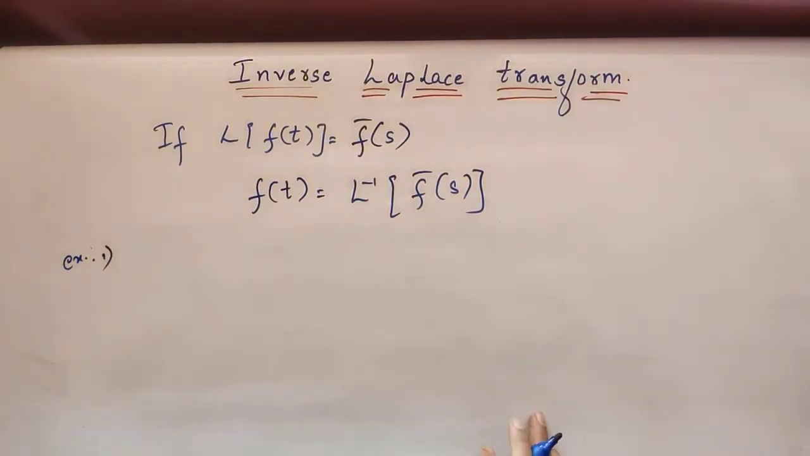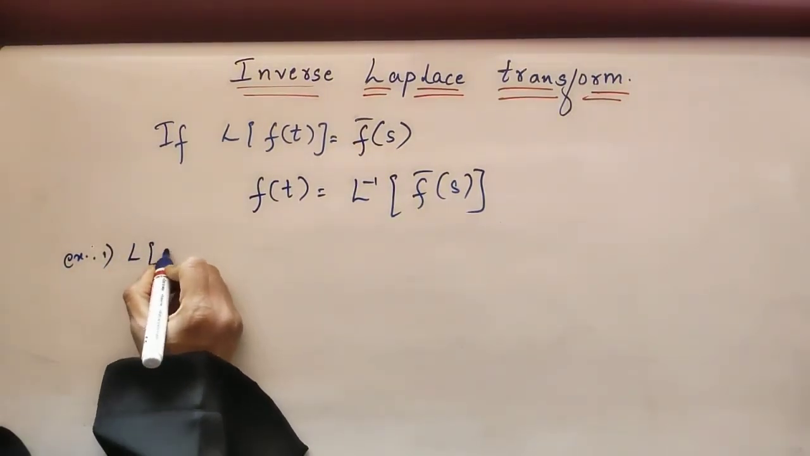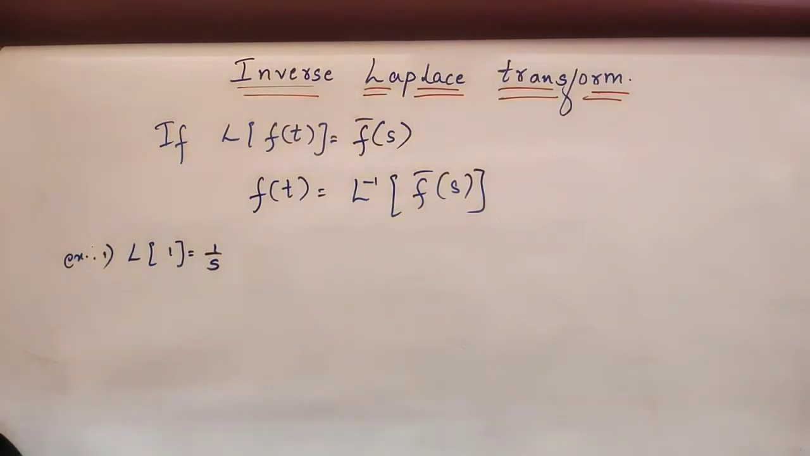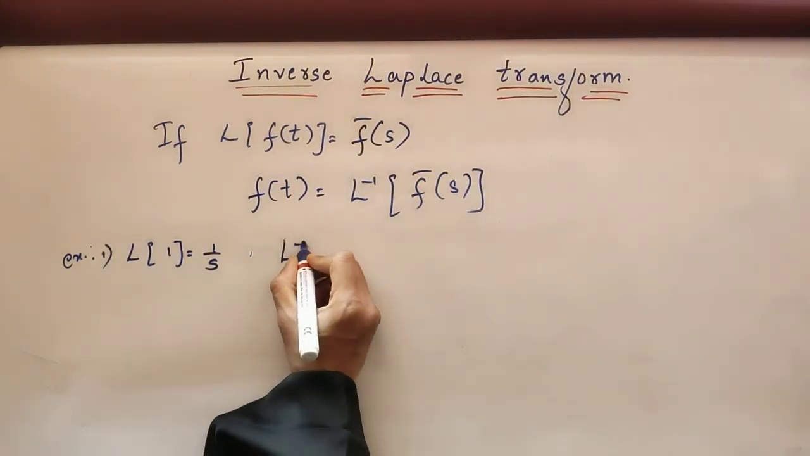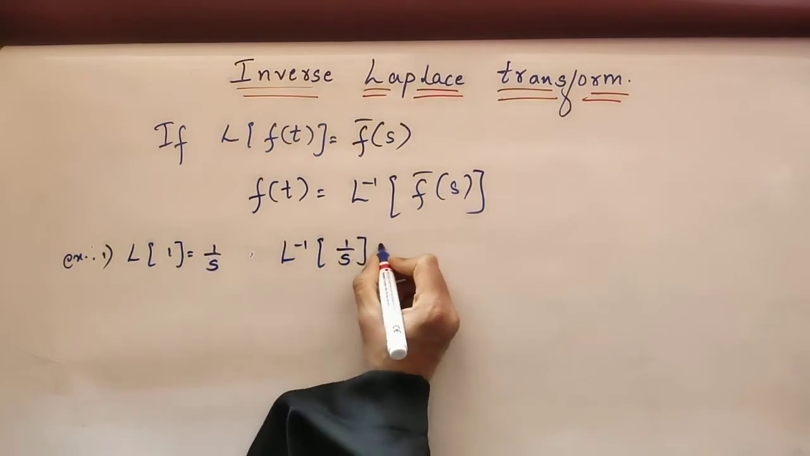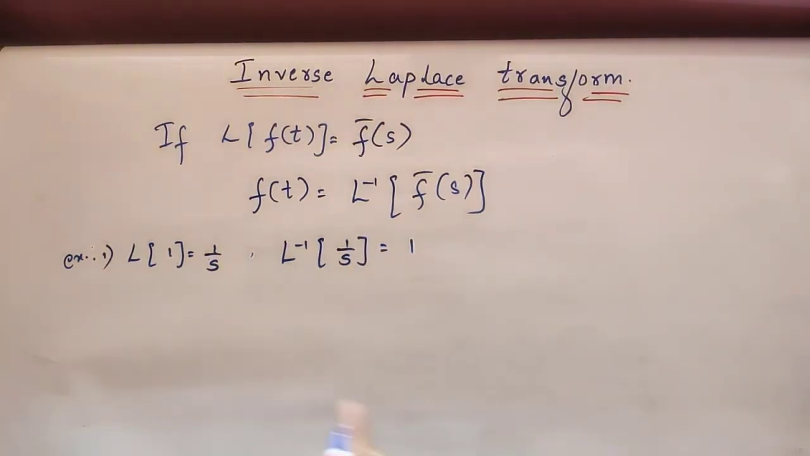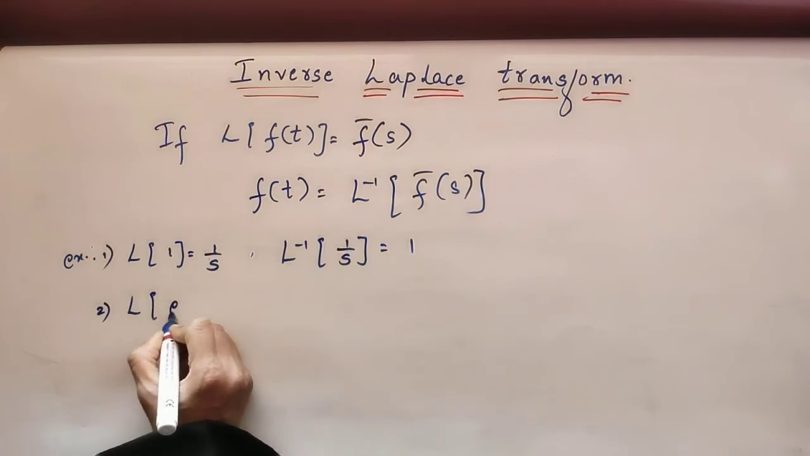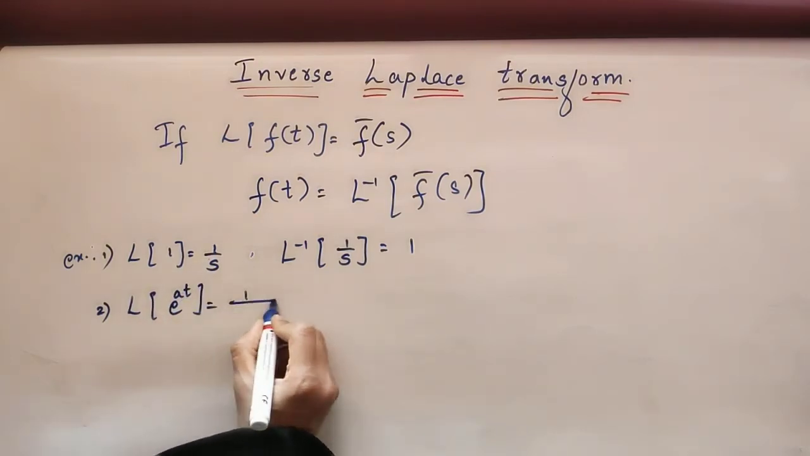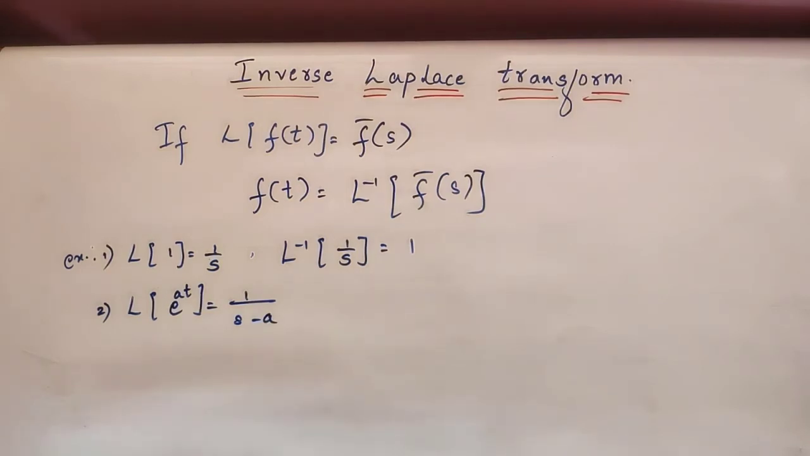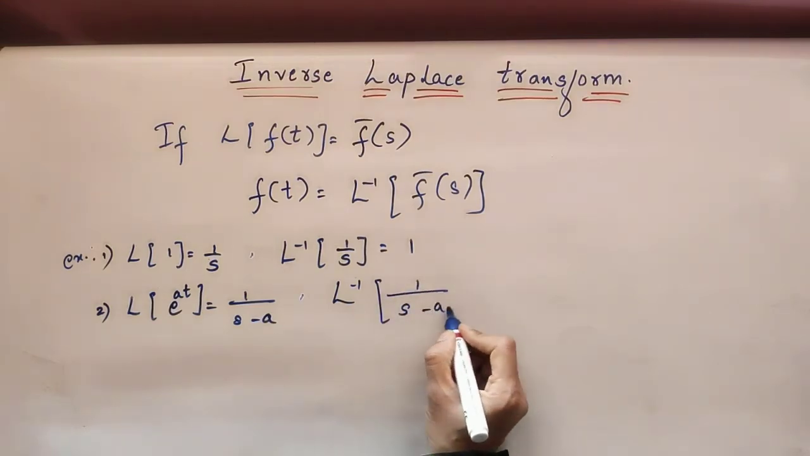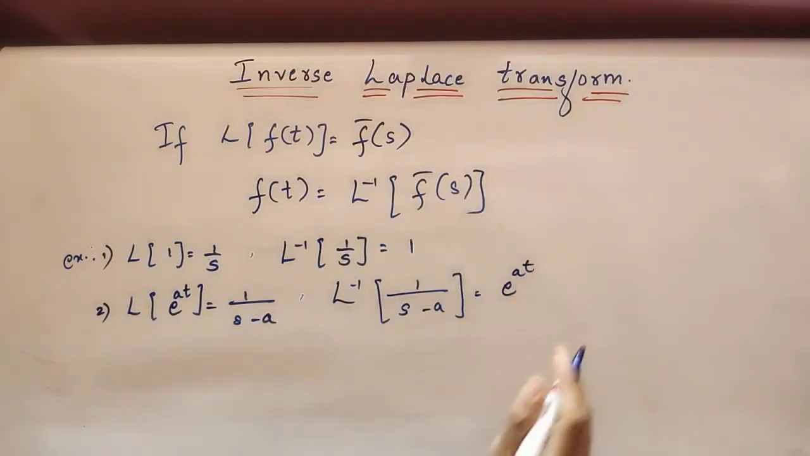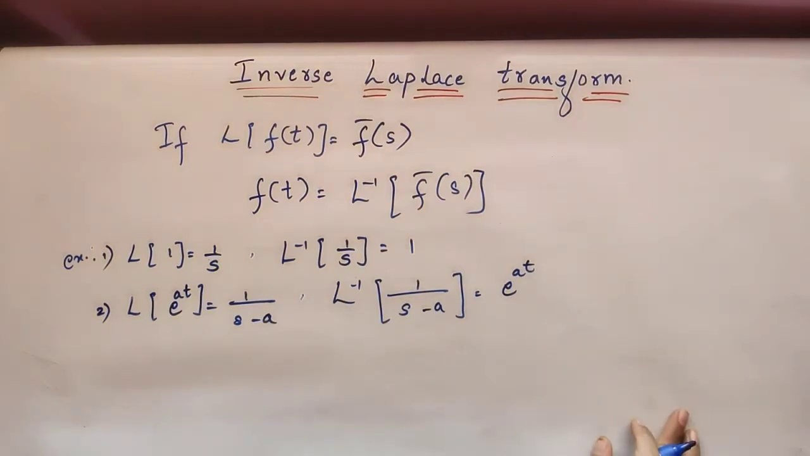Say for example 1. You all know that the Laplace transform of 1 is 1 by s. So if I ask you the reverse way, what is L inverse of 1 by s? You all will say definitely 1. Similarly, consider this one. What is the Laplace transform of e to the power at? You have derived this. It is 1 divided by s minus a. So if I ask you the inverse Laplace transform of 1 divided by s minus a, you all will say e to the power at.